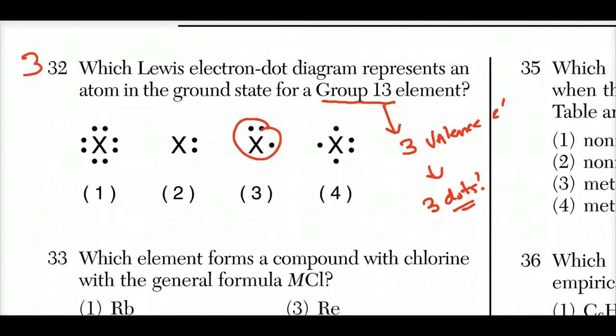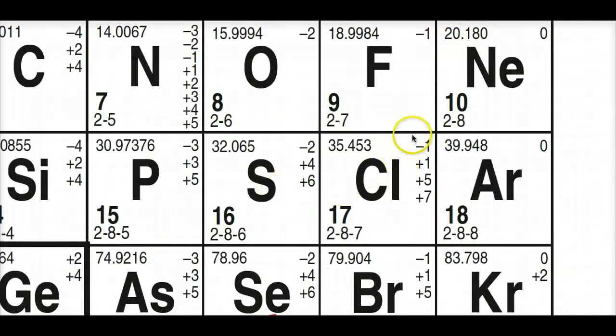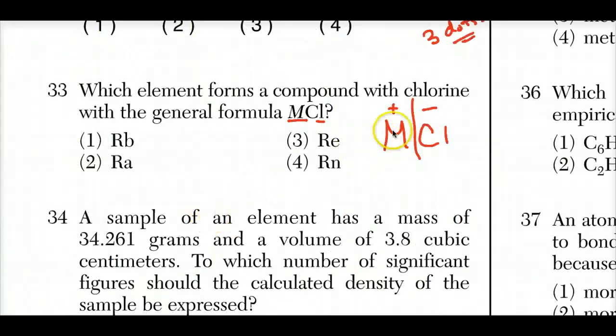Number 33. Which element forms a compound with chlorine with the general formula of MCl? That's a 1-to-1. Well, if I draw this out a little bit, this guy in front has to be positive. The one at the end has to be negative, and chlorine only has one negative choice. But if we're not sure, we'll go to the periodic table. So chlorine has a bunch of states it can be, but you can see it only has one negative choice. The one in front has to be positive, so this is clearly -1. Therefore, this M, this metal, is +1, right? -1 plus +1, these things have to equal 0.